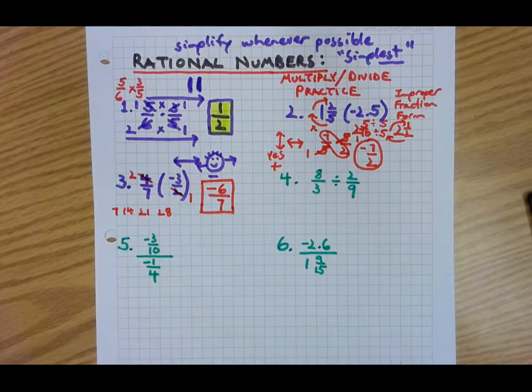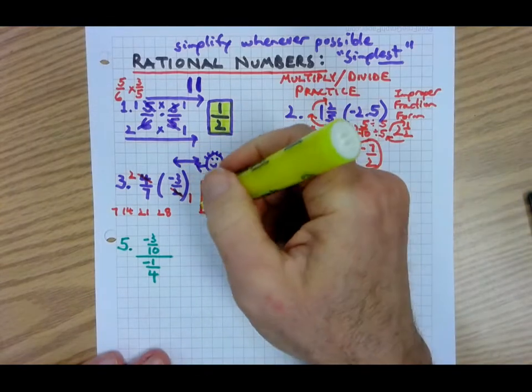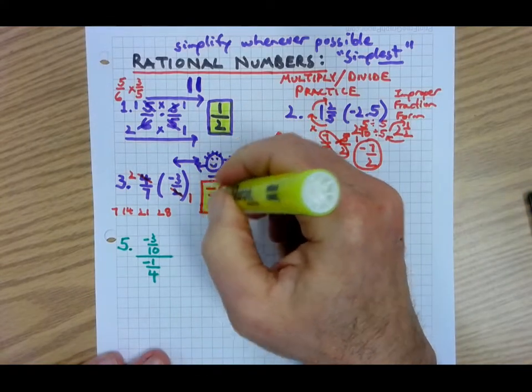Six sevenths, negative. That's number 3. Let's go to number 4. I'll do my best to keep this short.